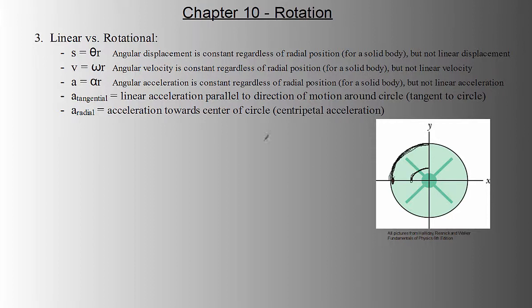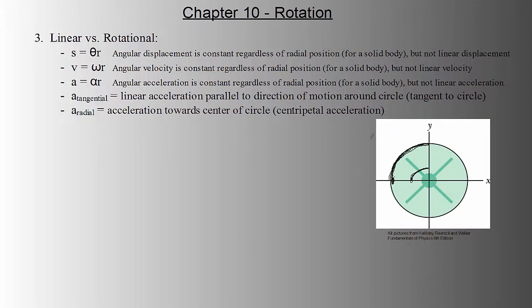Same with angular velocity. The ladybug here and the ladybug here have the same angular velocity. They cover the same angular displacement in the same amount of time. In order to do that, this ladybug has to move at a higher linear speed. So this ladybug's going woo, whereas this ladybug's going woo.